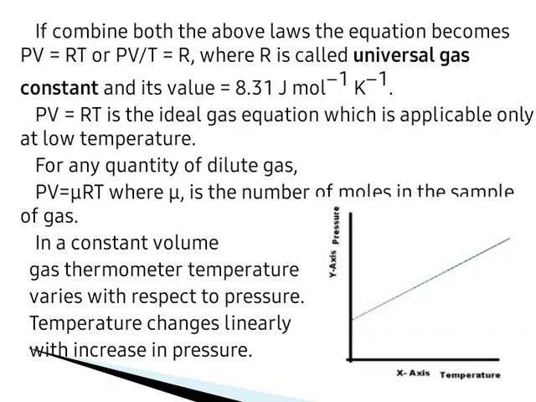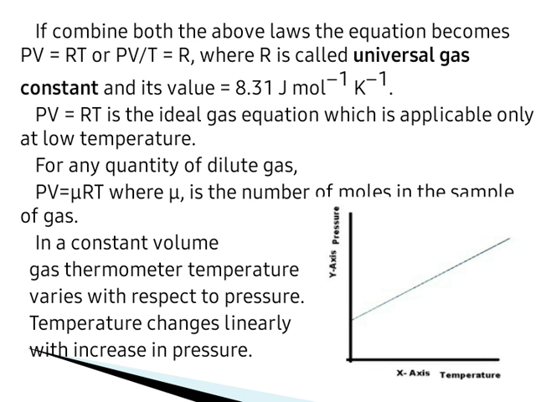We have two gas laws. First one is PV is equal to a constant. It is Boyle's law. And second one is V by T is equal to a constant. It is Charles' law. By combining these two laws, we will get one common equation. It is PV by T is equal to a constant. This constant is represented by capital letter R. It is also called universal gas constant. Its value will be equal to 8.31 joule per mole per Kelvin.